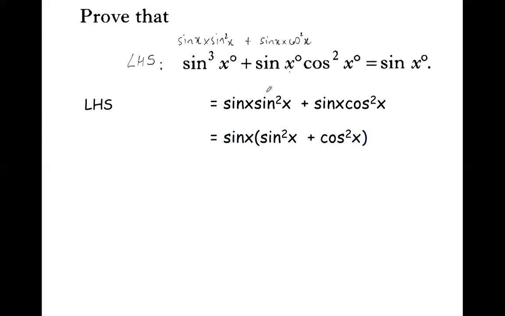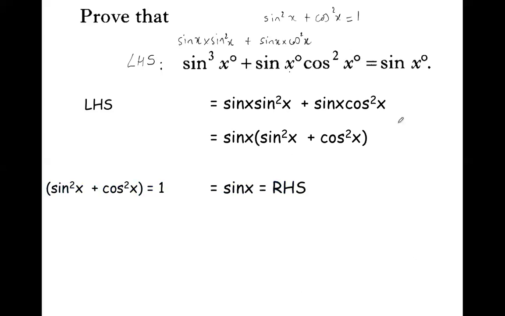Sine x, open bracket, sine square plus cos square. And what is your trig identity telling you about sine square plus cos square? What is this value equal to? First trig identity? 1. So if I replace that with 1, 1 times sine x is just sine x, which is what I had on the right-hand side.